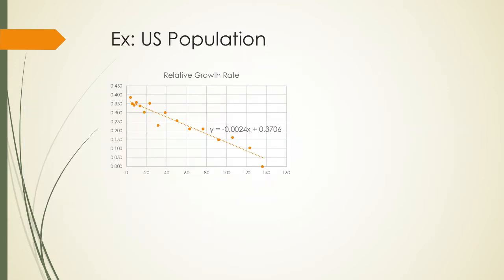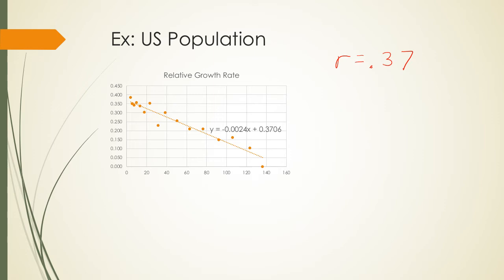Let's apply this to the U.S. population data. I used Excel to add a trend line to the scatter plot and to determine the equation of this line. The y-intercept is 0.37. This is the rate constant. In other words, in 1790, the reported U.S. population was growing at roughly 37% per decade according to this model.